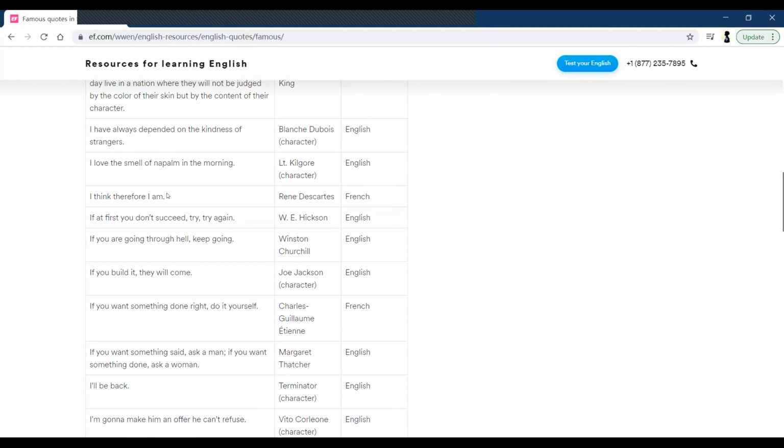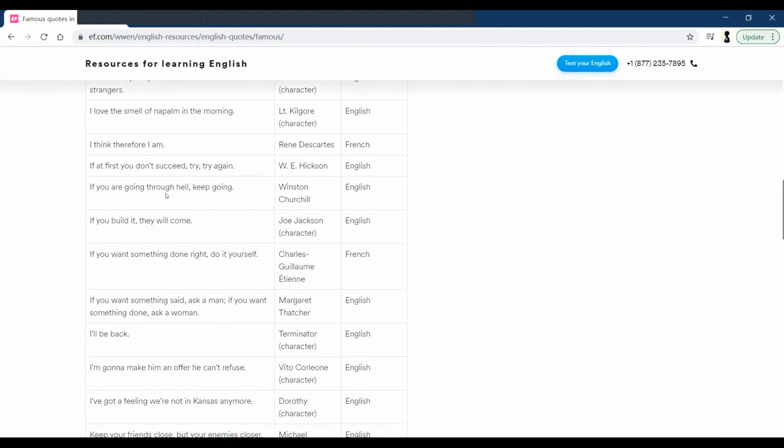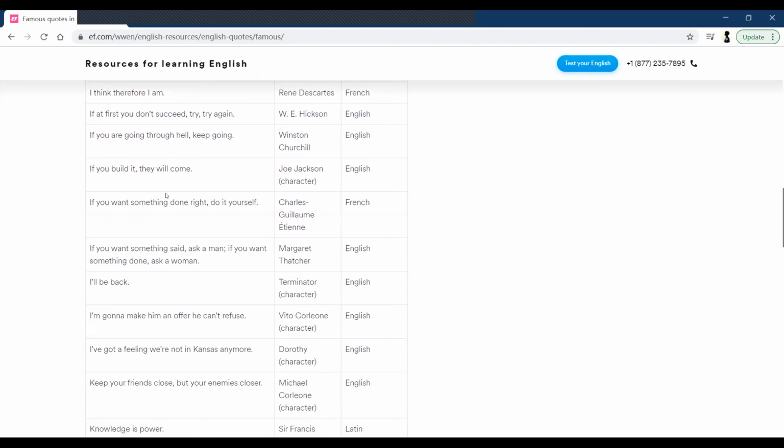"If you want something done right, do it yourself." This is another one about self-sustainment or independence or transcendentalism.